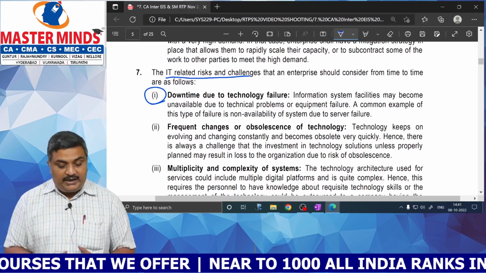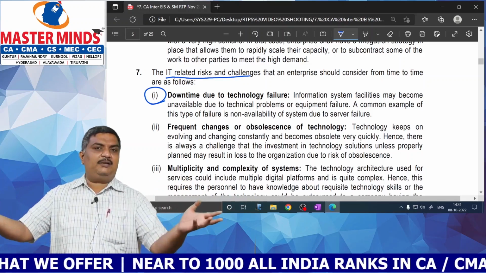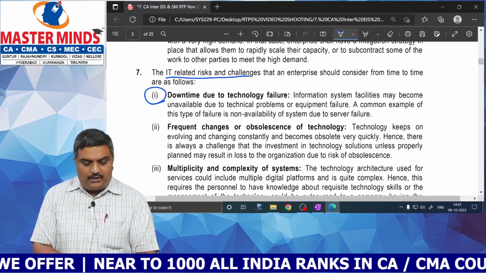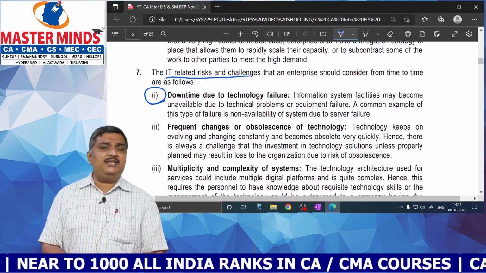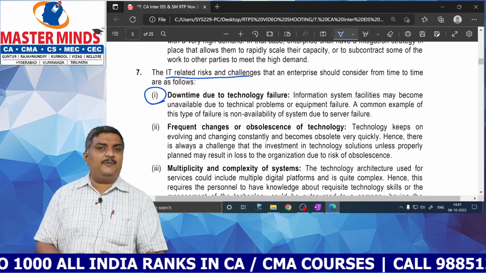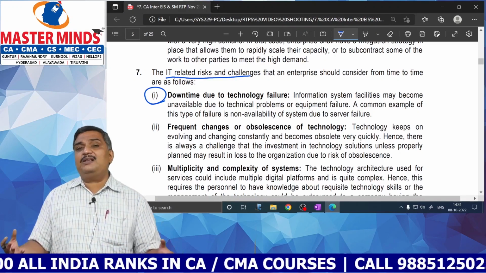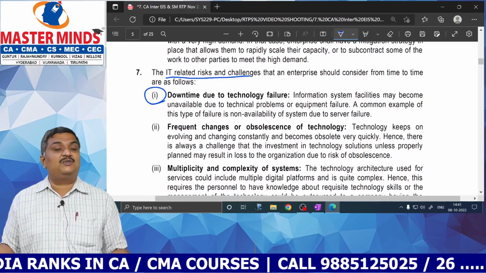Downtime due to technology failure. All of a sudden your servers may go wrong, your equipment may experience a failure. So what happens? Your website will be dysfunctional, people cannot access your data, people cannot open your website. So this is one of the biggest risks in technology, and we don't know when the servers get failed.